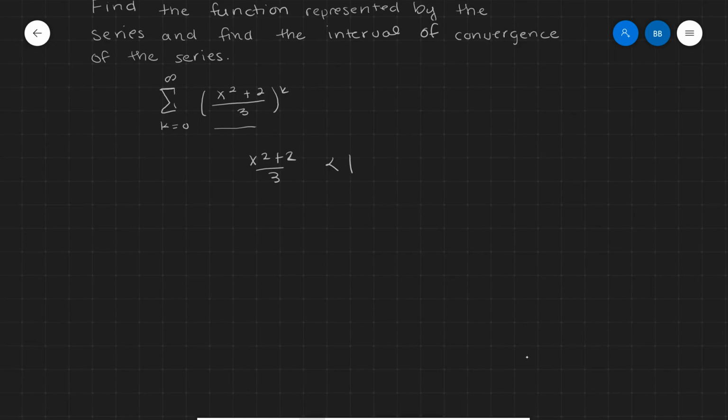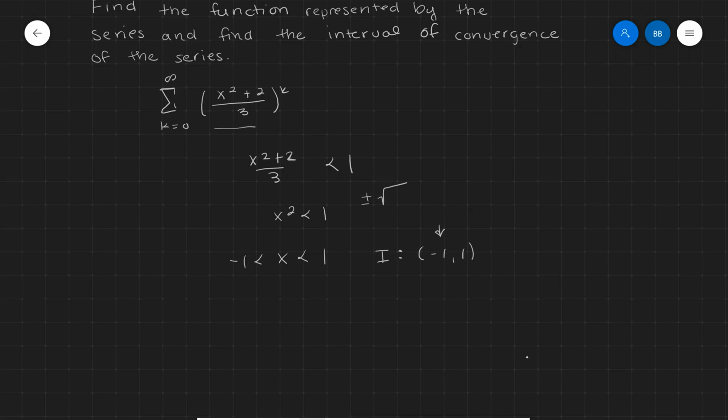So now simplifying, we multiply both sides by 3 and subtract 2. So x squared is less than 3 on this side, minus 2 is 1. Now taking the square root of both sides, we recall we have a plus and minus whenever we take a square root, so we end up with x is between 1 and negative 1. So our interval of convergence so far is negative 1 to 1.